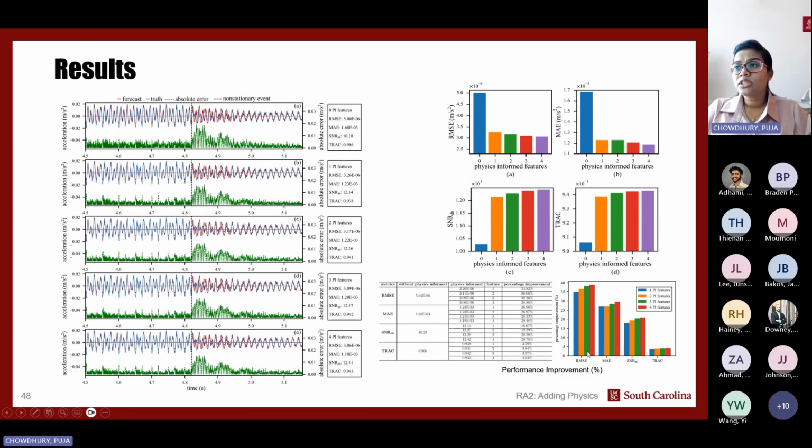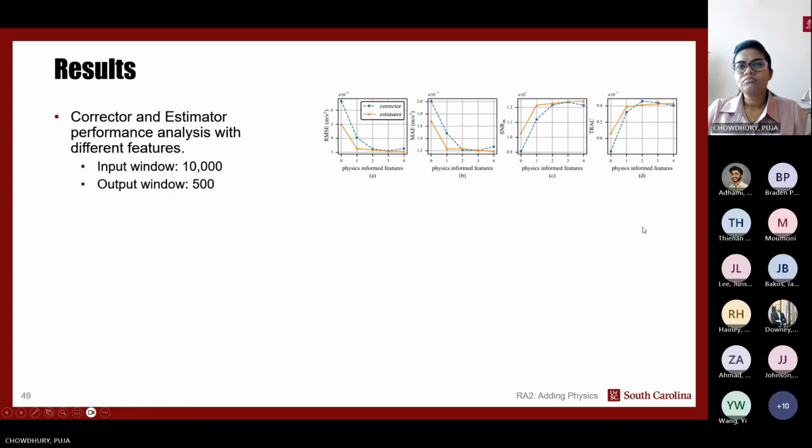When we add more physics, around 4 PI, more than 35% improvement happened. It's also happened for all the metrics. One important point here: all of these results are from the estimator, which is actually our main model, where we don't need to use any type of PI model. It is a lightweight model, and that is the output result. All of these results are from the estimator model.